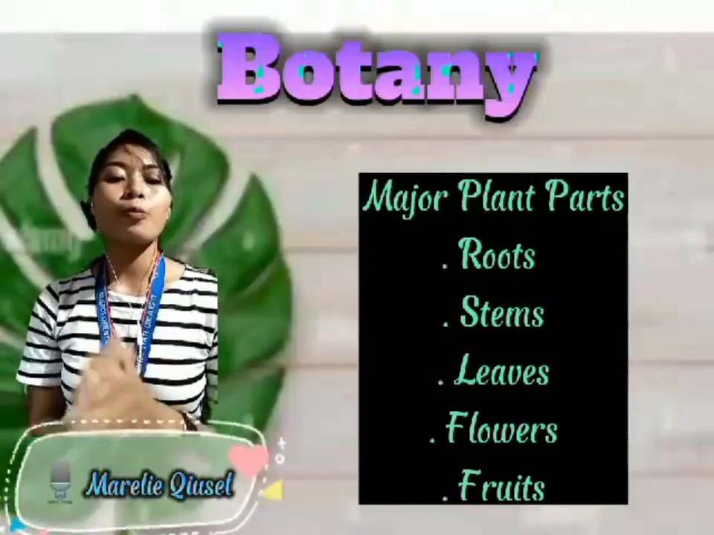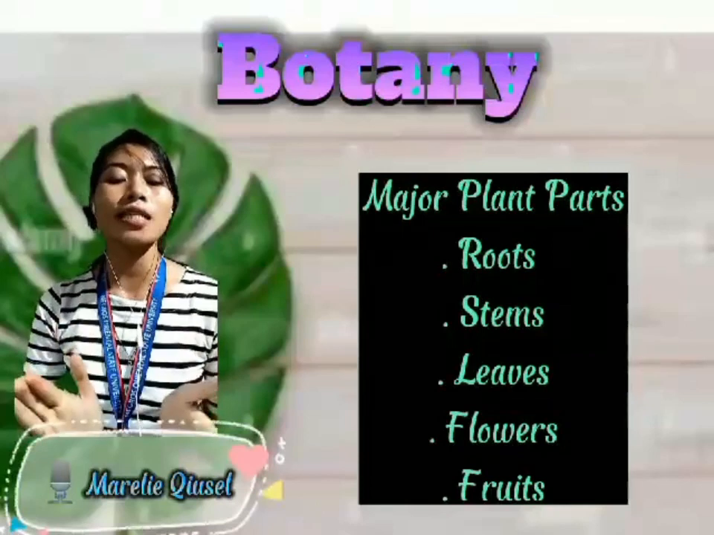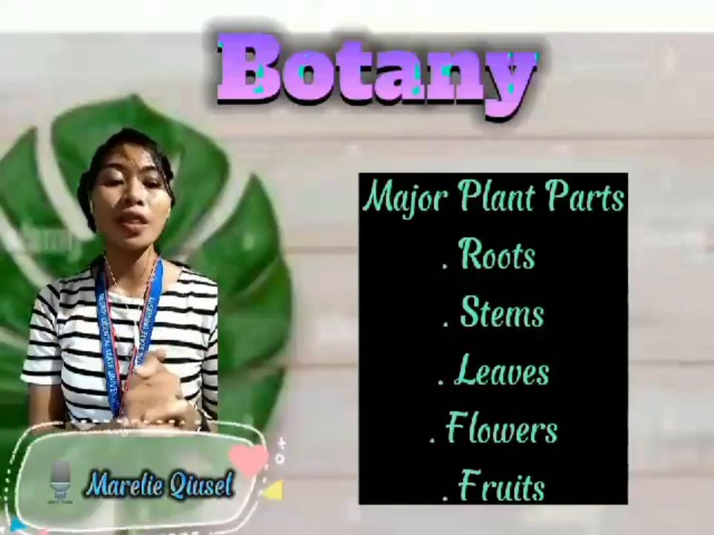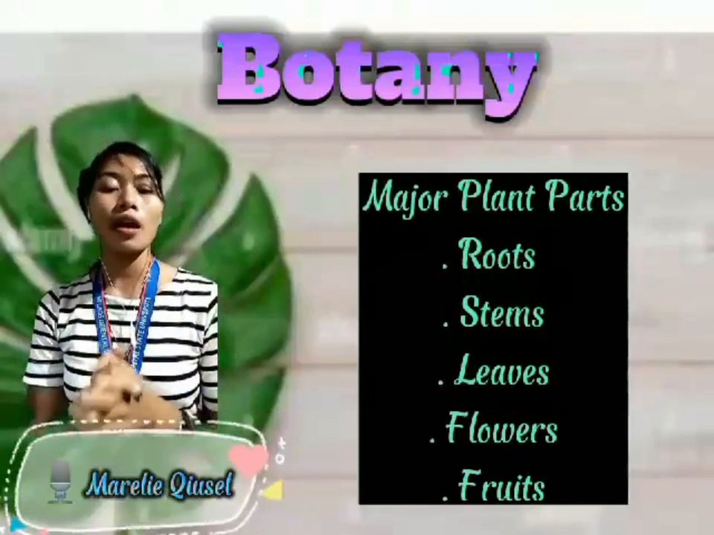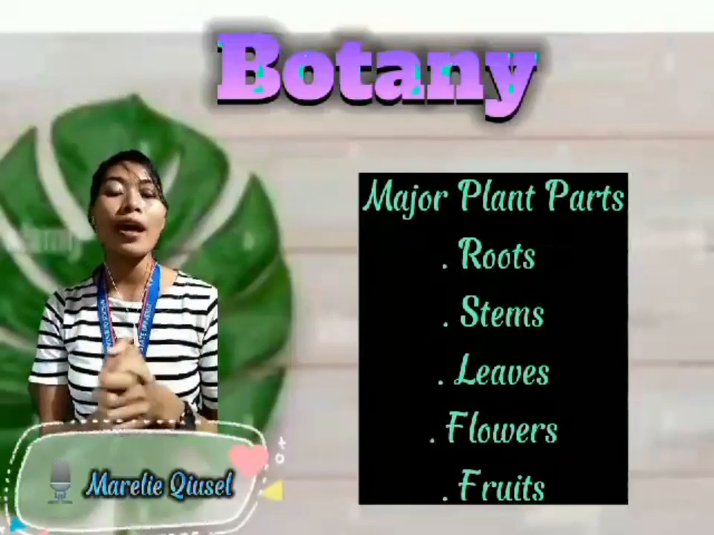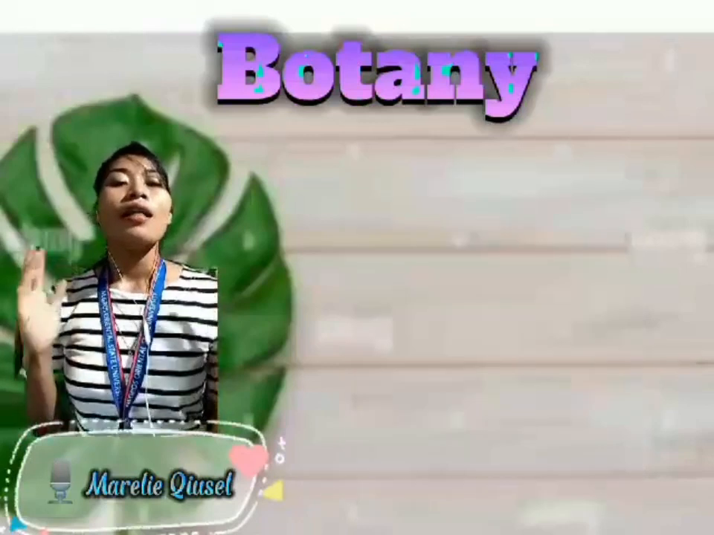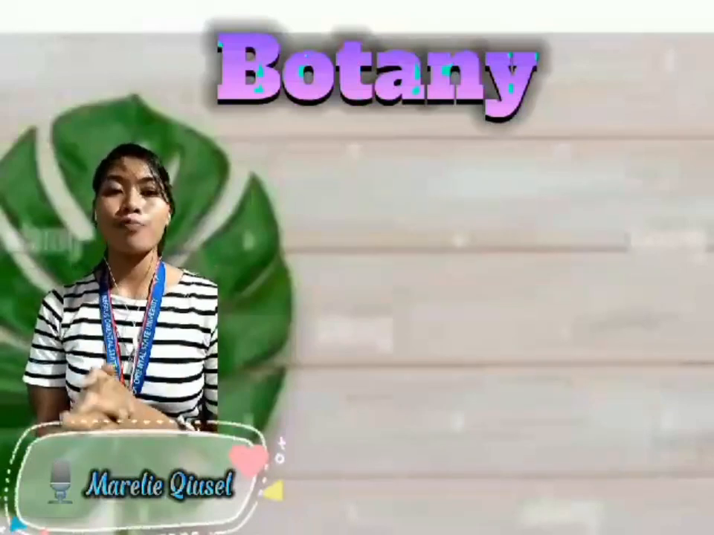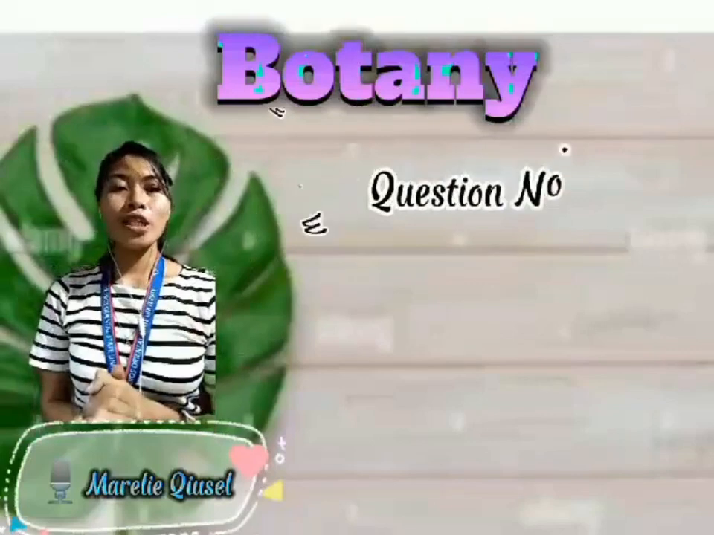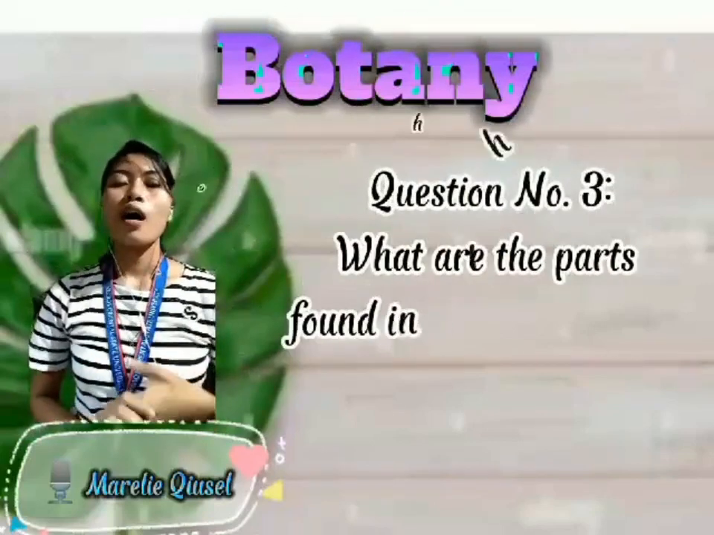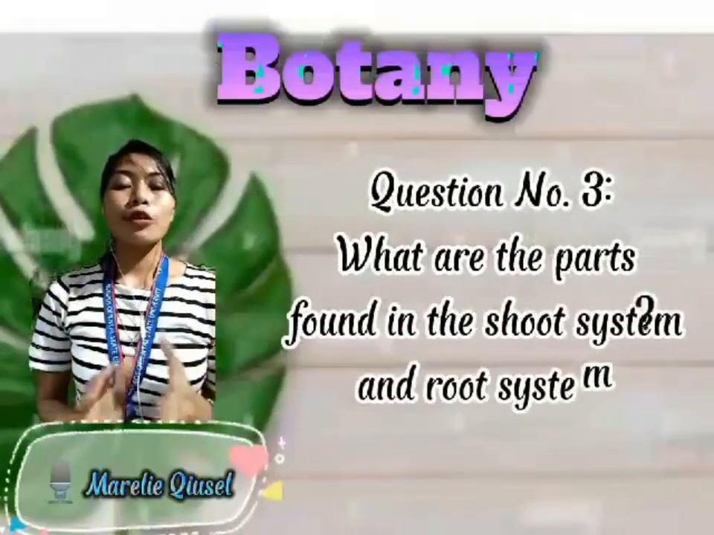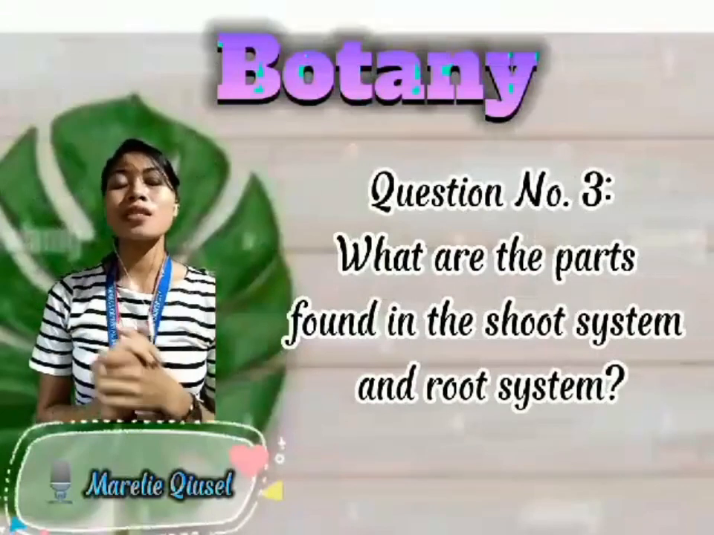The parts of fruits have different functions, but they all work in combination to provide distinct advantages in plant growth and survival. And that's all for question number 2. Next is question number 3. Question number 3. What are the parts of the shoot system and the root system?